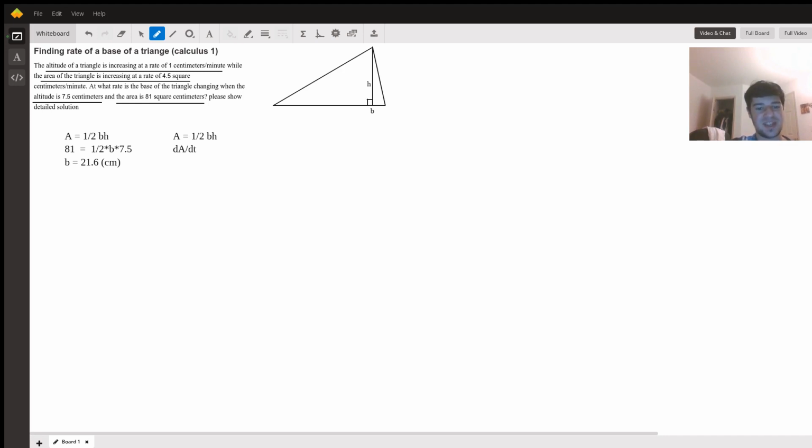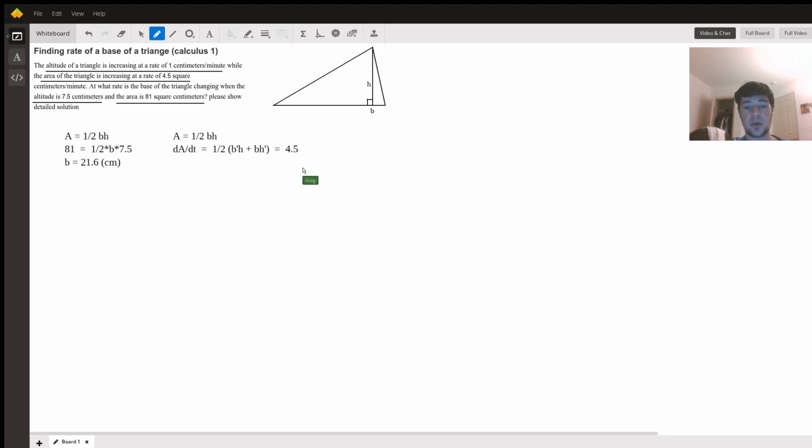dA over dt, rate of change of the area, equals 1/2 times (bh) whole prime, therefore 1/2 (b prime h plus bh prime) by the product rule. Didn't forget the product rule, right? We also know that this stuff happens to equal 4.5 square centimeters per minute.